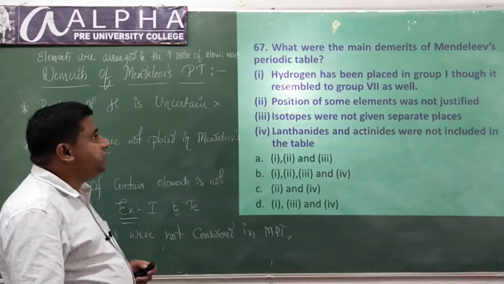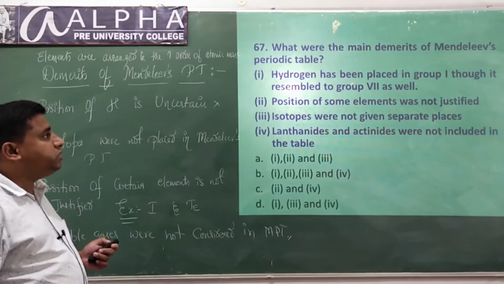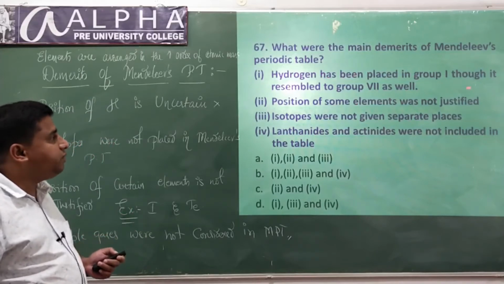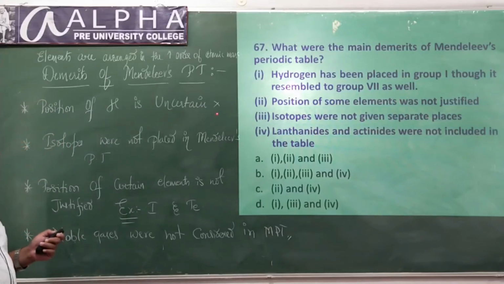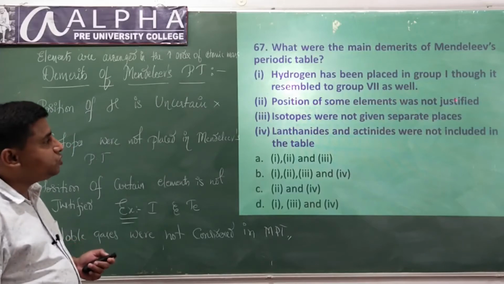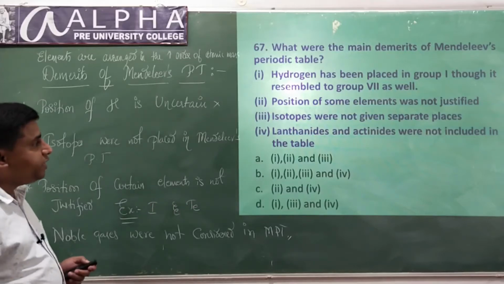Yes, I think this is the question. So what are the main demerits of Mendeleev's periodic table? Hydrogen has been placed in group 1, though it resembled group 7 as well. Yes, so that means the position of hydrogen is uncertain. Yeah, it is one of the demerits. Next, the position of some elements was not justified. Yeah, of course, the best example is iodine and tellurium. Okay, it is another demerit of Mendeleev's periodic table.